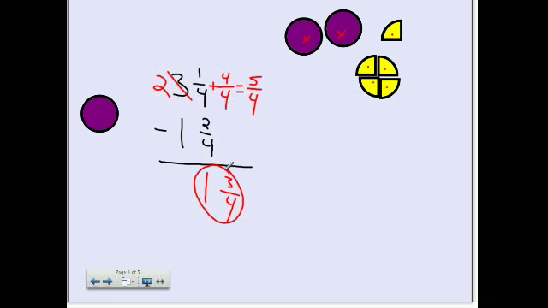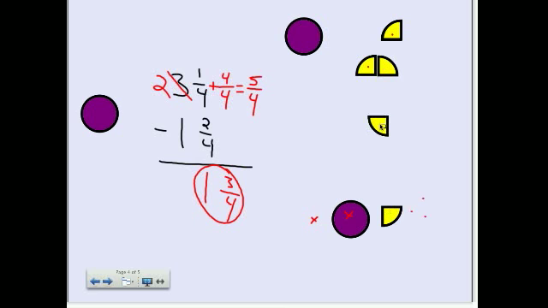Okay, and to look at that up here, I want to subtract 1 2/4. So I'm going to take one of my whole circles away, and I'm going to take 2/4 away, and I'm left with 1 3/4.